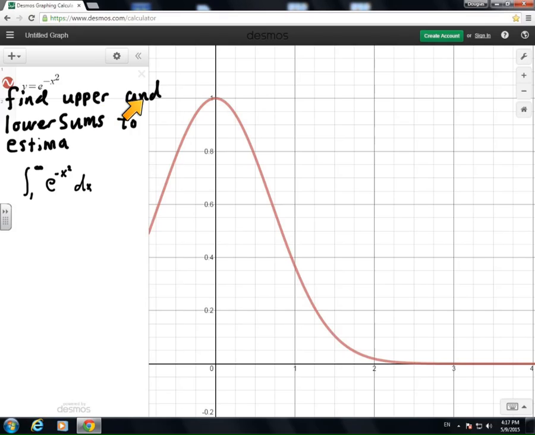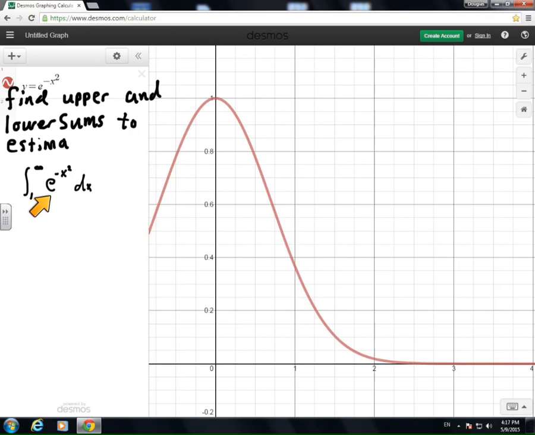Find the upper and lower sums to estimate this integral. And we're trying to go from 1 to infinity of e to the negative x squared dx. This is the basis for the bell curve, by the way. Incidentally, I see this portion of the graph when x equals 1 is right here, and we go off to infinity. So this is one of those that appears as though there will be a finite area in spite of the fact that this goes on forever.